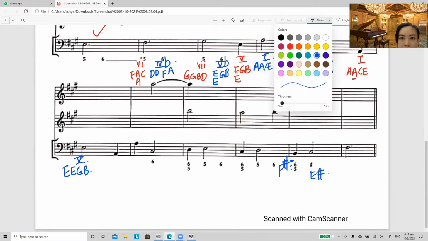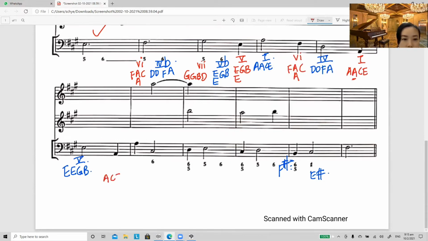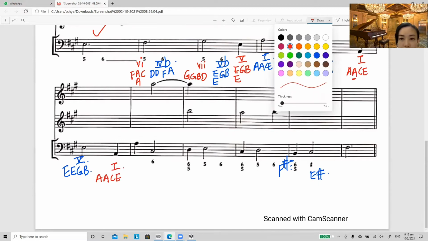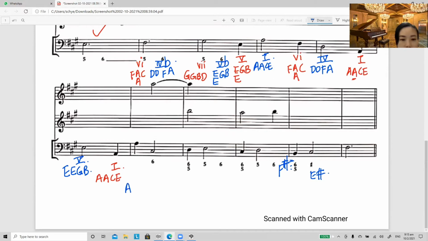Next one, A is at the bass, root position, so A, C, E. So this is chord 1, A, C, E. Next one, A is at the bass, so root position, A, C, E again. Chord 1, root position, double the root note.